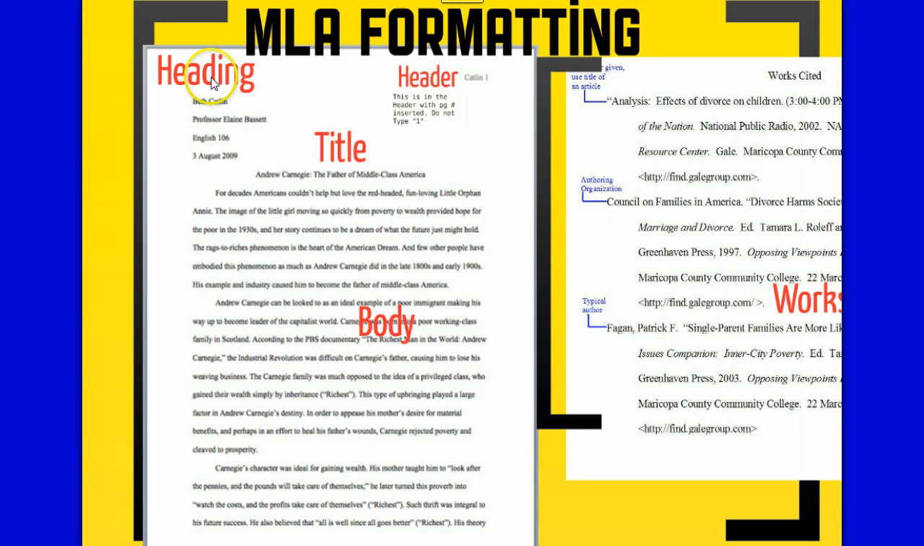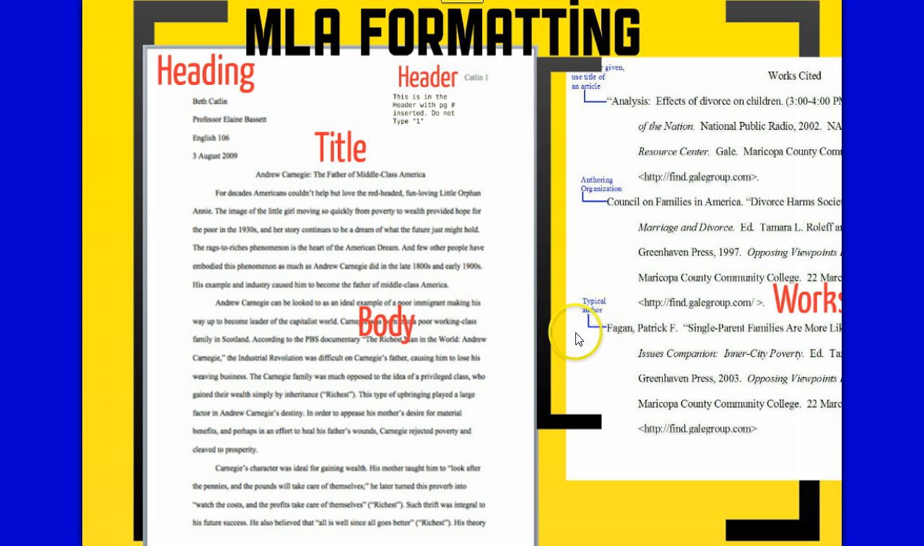First thing you want to do is make sure that the heading, the header, and the title are correct. The whole paper should be Times New Roman, 12-point font, double spaced. Every single entry on the works cited page should be left aligned on the first line, tabbed over on the second and any additional lines, and they should be in alphabetical order. So that's going to be your first check.